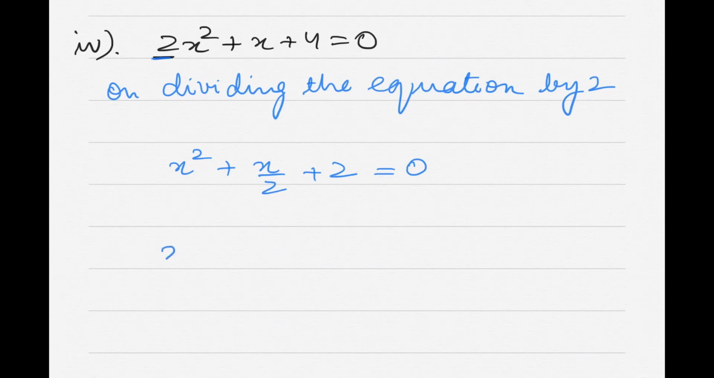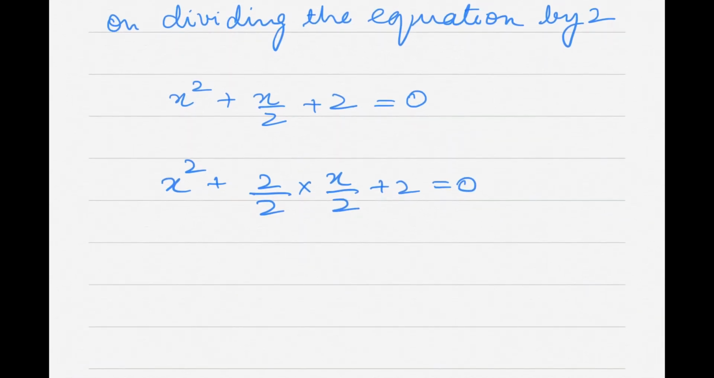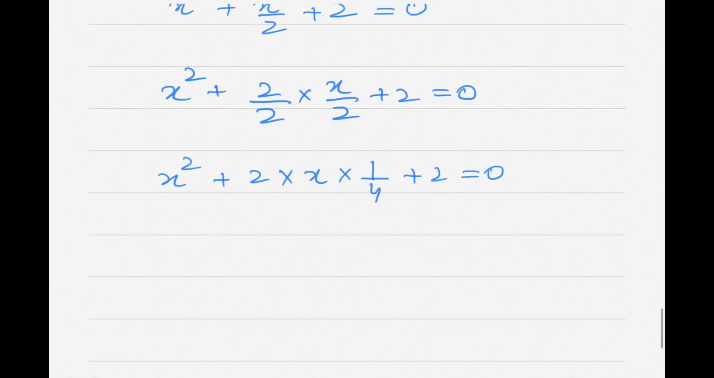Now I know I have x square as my squared term, and I have to multiply and divide by 2, so this would be x by 2 plus 2 equal to 0. Now I have x square, then 2, then x, and 1 by 4, plus 2 is equal to 0. I have just split the middle term so that I can find my a and b, right? So based on that, now I'll move to the next part. So 2x into 1 by 4.